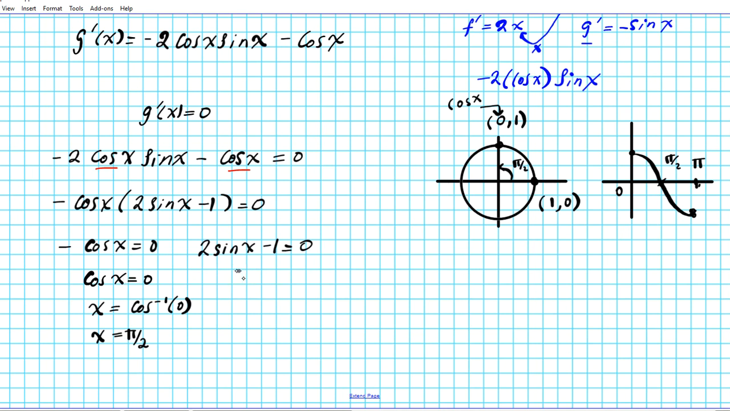That's the solution to the first equation. For the second one, we add 1 to both sides: 2 sine x is equal to 1. Then divide both sides by 2: sine x is equal to 1/2. To solve this, we ask ourselves, sine of what angle between 0 and pi over 2 is 1/2? That's the same thing as finding the inverse sine of 1/2. Let's use the unit circle for this one.